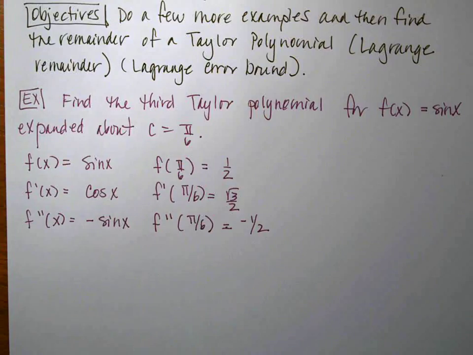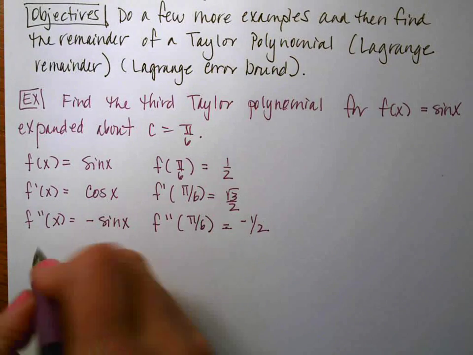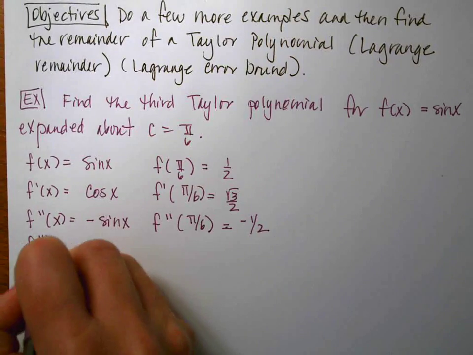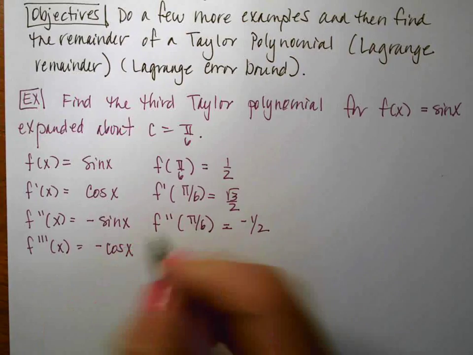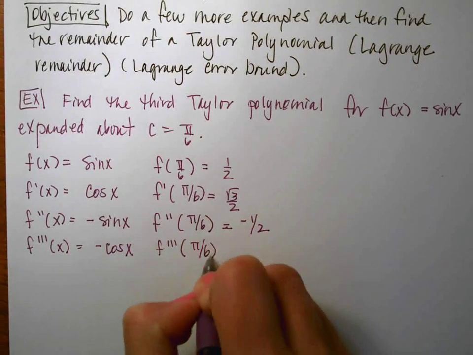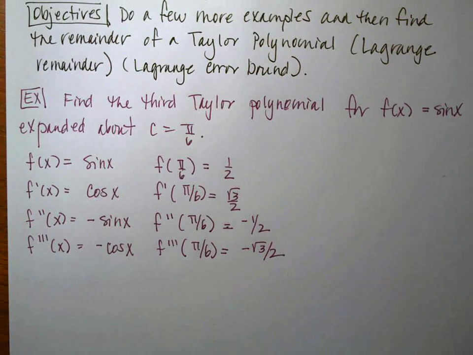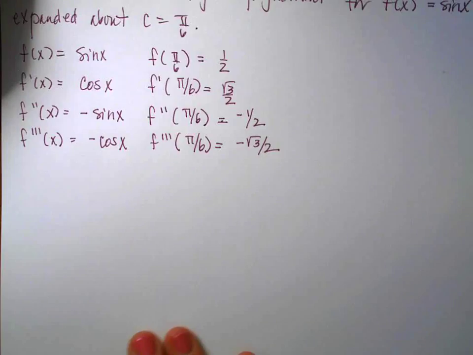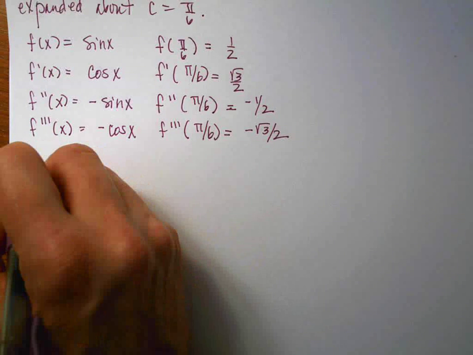At this point, I'm not showing my work for this because I assume this is old information. And then the third derivative is negative cosine of x, and the third derivative evaluated at pi over 6 is negative radical 3 over 2. So now I have enough information, I can write my Taylor polynomial.